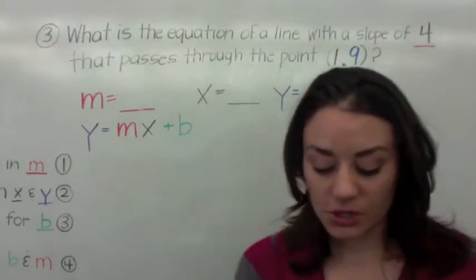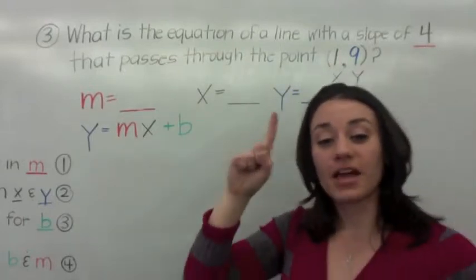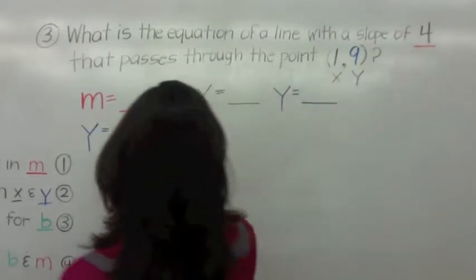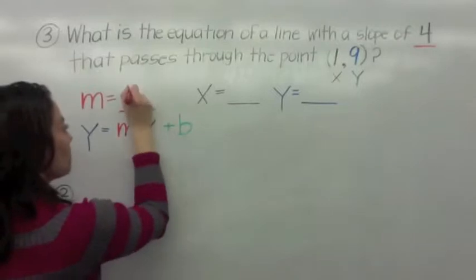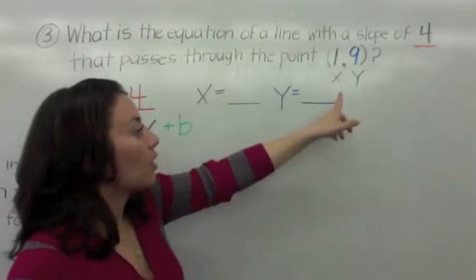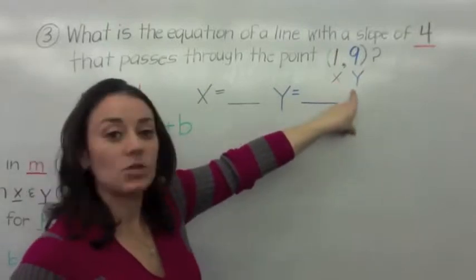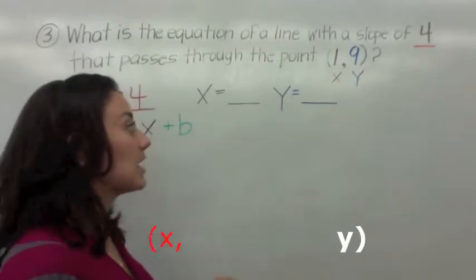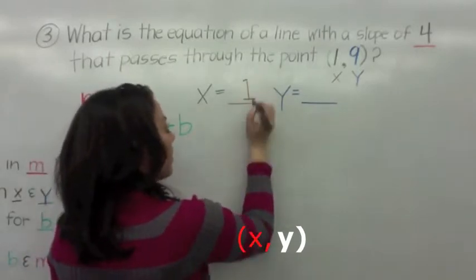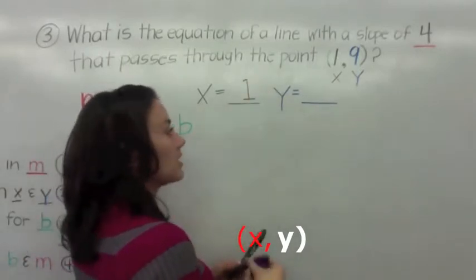Okay. So let's first identify slope. What's your mama? Your mama is 4. So in this equation, slope is 4. So write 4 for slope. Now remember, in a coordinate point, first is x and then is y. So what is x here? X is 1, correct. And what is y? Y is 9.